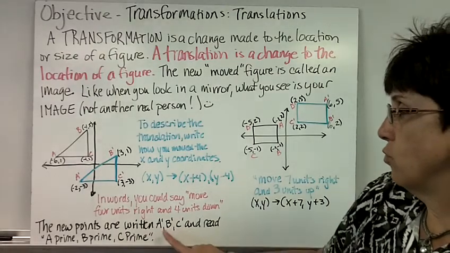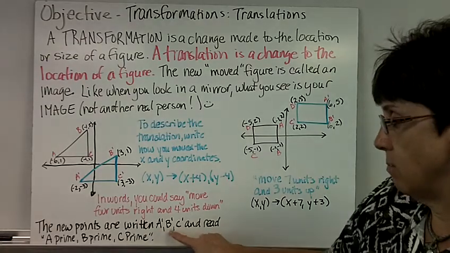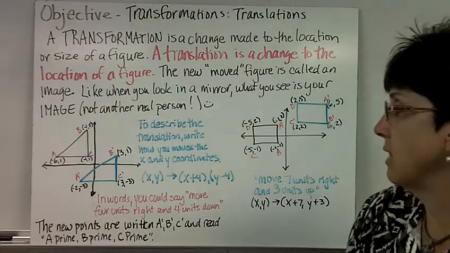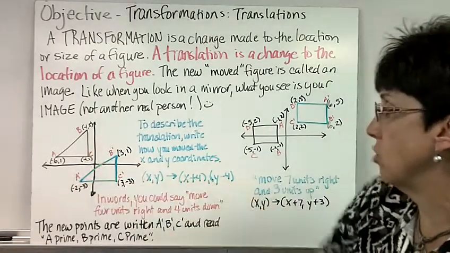The new points are written as A with the little apostrophe and are called A prime, B prime, and C prime. Okay, and that's how you can tell which is the new image and which is the regular figure.